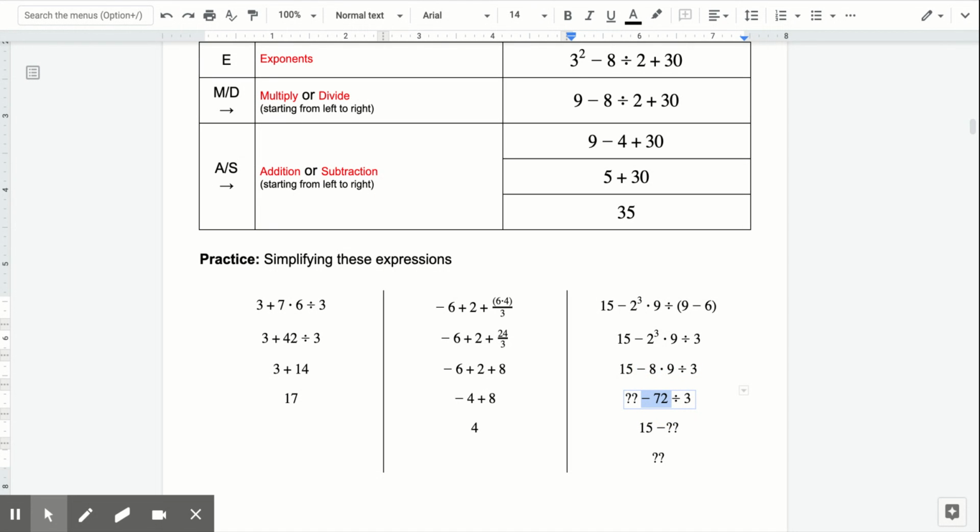Well, once you have that simplified, you need to drop everything else down just as it was in the previous step. So the question marks turn to 15, right? The 15 didn't change, it just drops down. We're still on multiplication and division. So starting from the left, moving to the right, we see the divide sign. So we need to do negative 72 divided by 3, giving us our answer of negative 24.